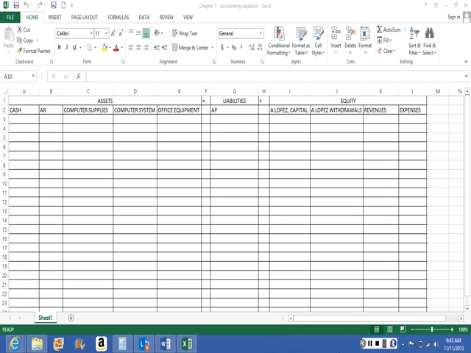Lopez adopts a calendar year for reporting purposes and expects to prepare the company's first set of financial statements on December 31st. Create a table like the one in Exhibit 1.9, that's the one I referred to earlier, using the following headings for columns. We have cash, accounts receivable, computer supplies, computer system, office equipment, accounts payable, A. Lopez capital, A. Lopez withdrawals, revenues, and expenses.